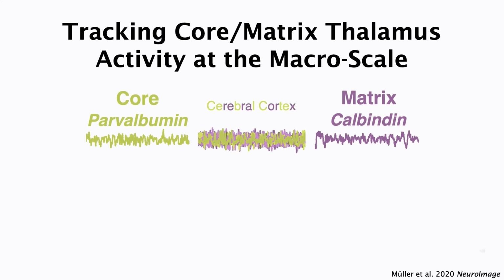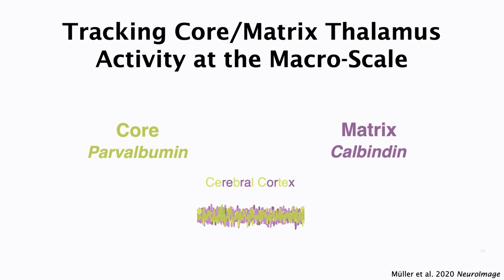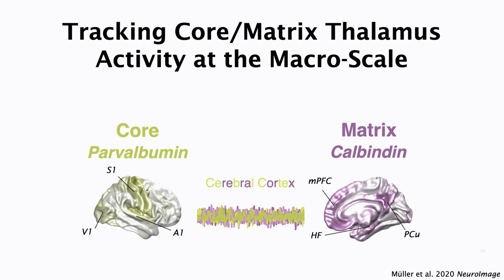He then took the time series from those thalamic parcellations and regressed them against the cerebral cortex. And then he could essentially characterize each of the different cortical regions according to whether they were more or less correlated with either of these two different populations. And so if you look on the left, you see in the core system, we see really strong positive correlations with sensory regions like V1, S1, and A1.